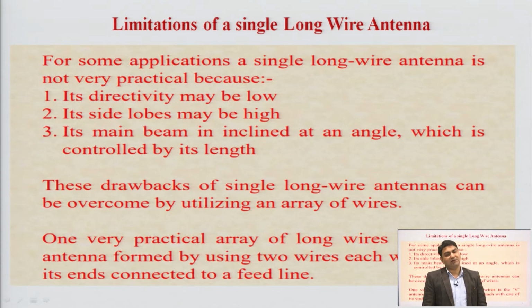So, what variations can be made in the case of long wire antennas to form different types of antennas? They may be in the category of resonant antenna or non-resonant antenna. For some applications, a single long wire antenna is not very practical because its directivity may be low, its side lobes may be high, and its main beam is inclined at an angle which is controlled by its length, and sometimes that may not be desirable.